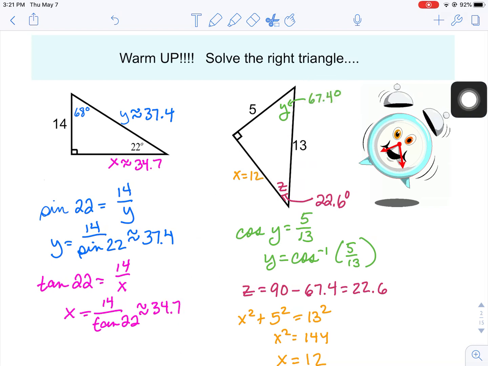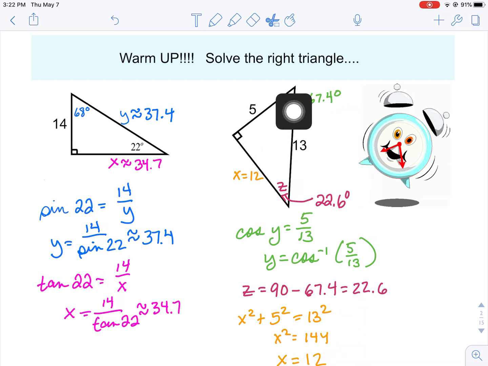Now looking at this second triangle, this time I have two sides and I want to find the two angles and the third side. So first you should be able to realize that this is a right triangle with two sides. You should be able to find the third side by using Pythagorean theorem. And it happened to be a triple, and that side's 12. Now I have to figure out how to find the angles.